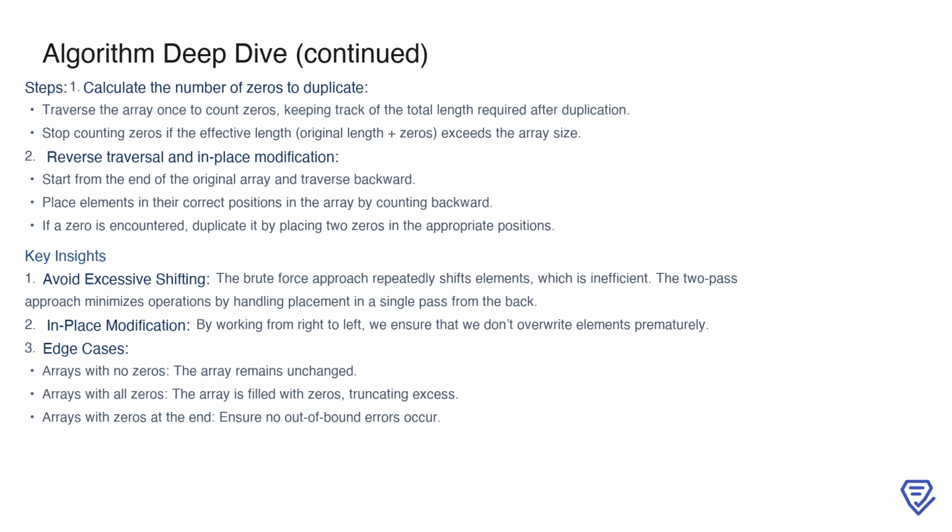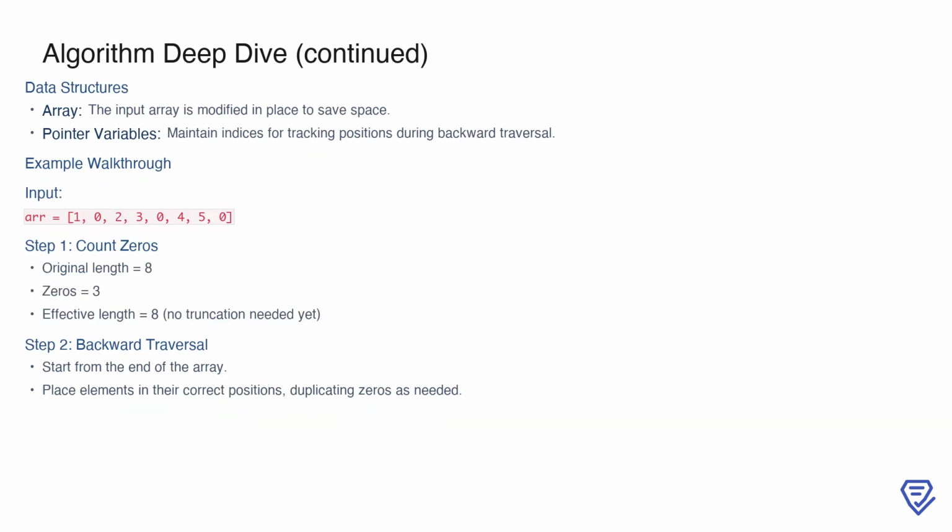It's important to handle edge cases, such as arrays with no zeros, arrays with all zeros, or zeros located at the end, to ensure the solution is robust. To implement the optimized two-pass approach, we rely on the input array itself, modifying it in place to save space. We also use pointer variables to track positions during the backward traversal. Let's walk through an example to see this in action.